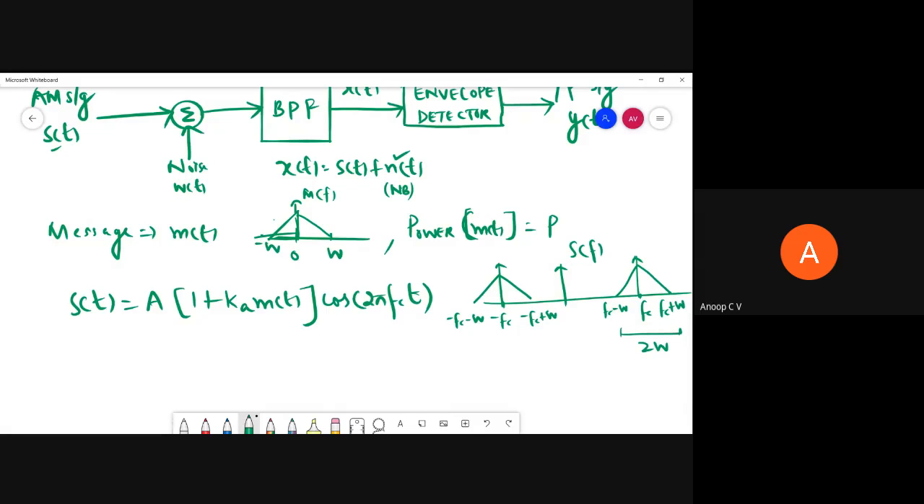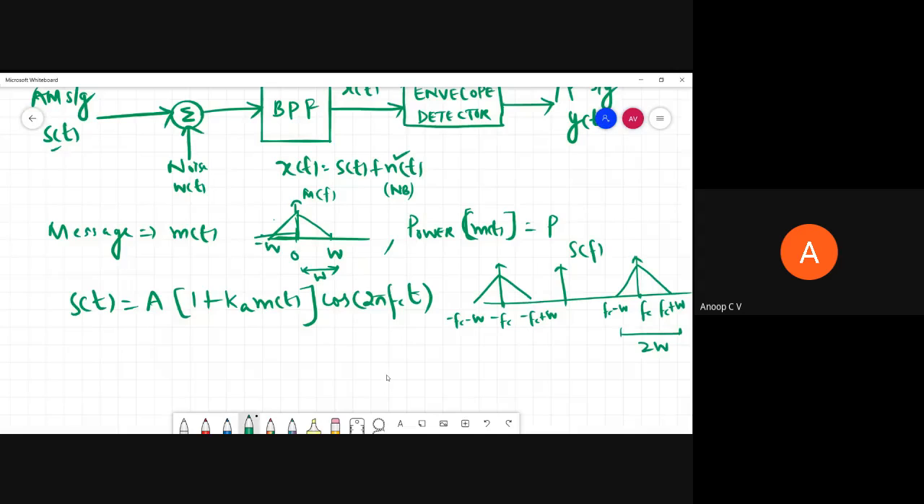The message bandwidth is W, and for S of t, the bandwidth is 2W, twice that. We have already studied this. Now, if this is S of t, what will be the average power in S of t? Maybe we'll find out that.